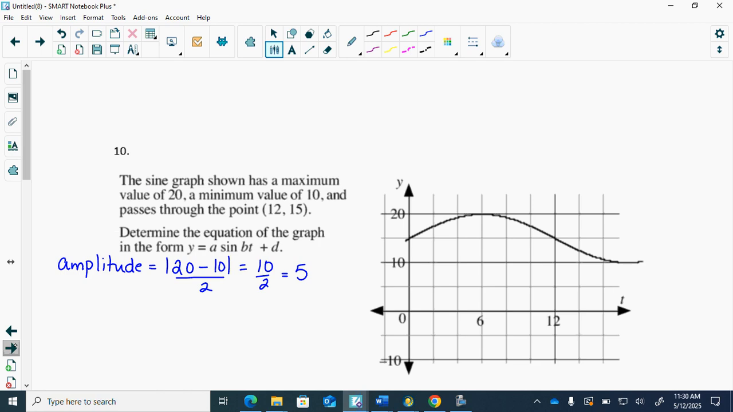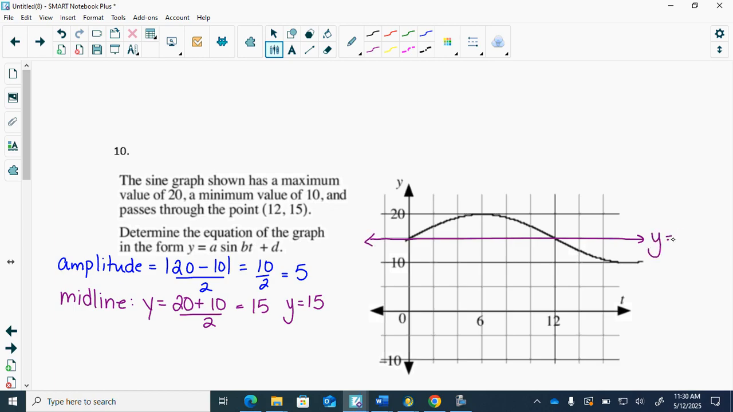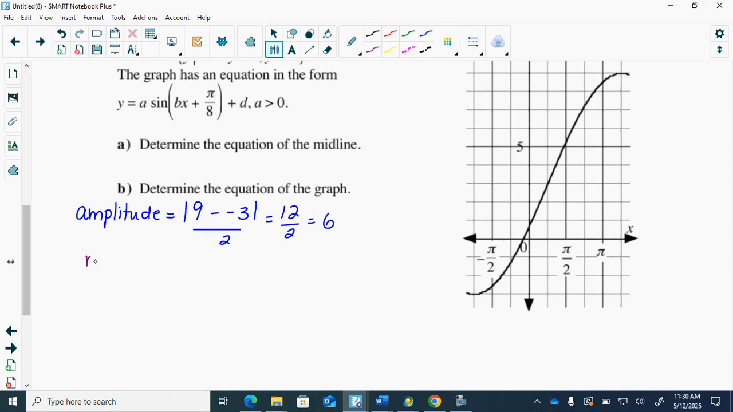Okay. Then this one, your midline, is y equals 20 plus 10 divided by 2, which is 15. And then the last one, the midline, is y equals 9 plus negative 3 divided by 2, which is 6 over 2, which is 3.